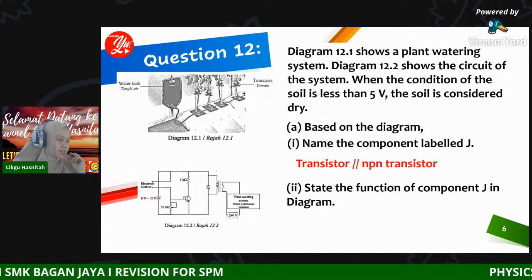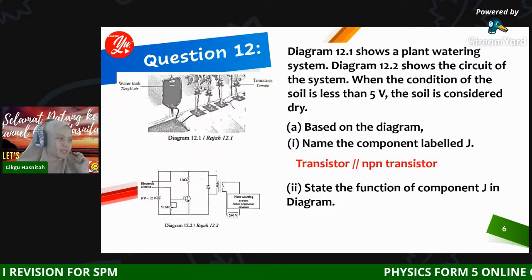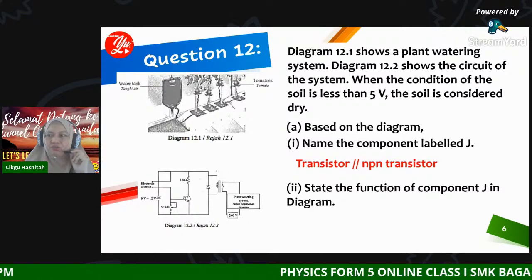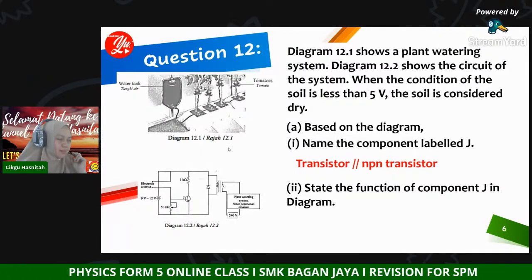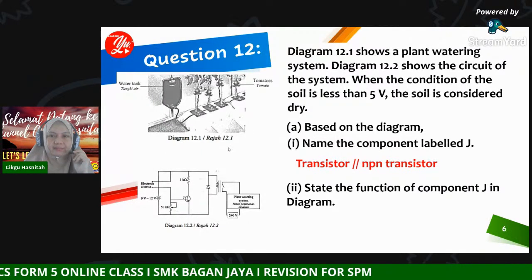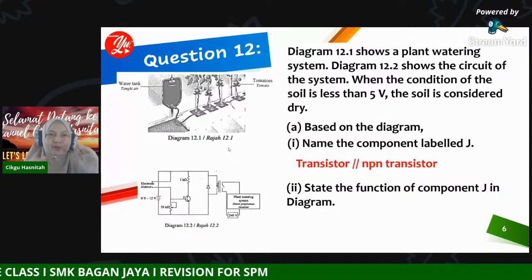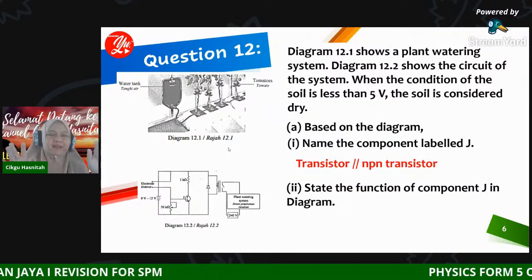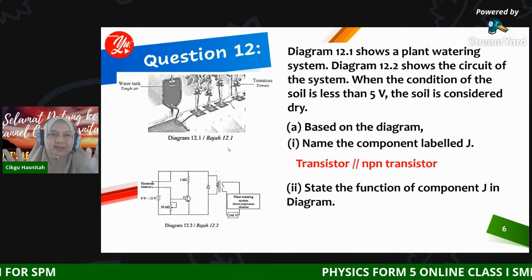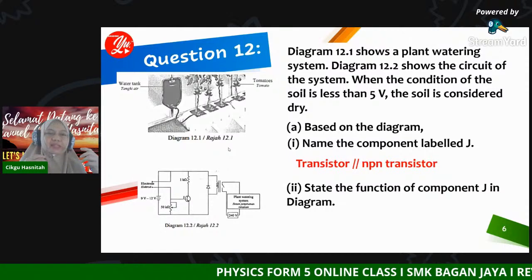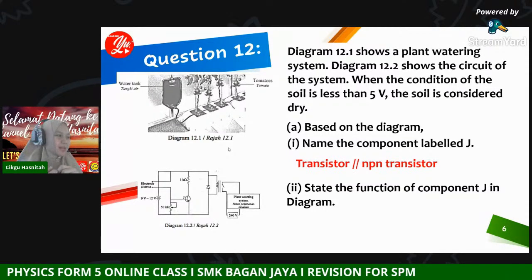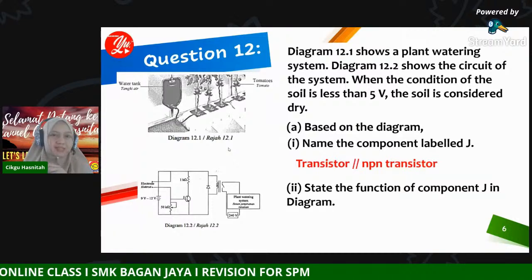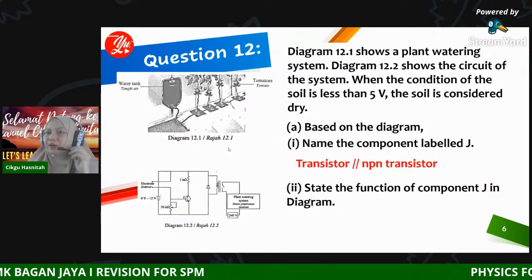I don't see any answer yet. Can you share your answer? What is this transistor used for? Kita guna transistor ini untuk apa? It is used as... Just now I give you the clue. This is an automatic plant watering system. Okay, this is an automatic plant watering system. So remember, transistor acts as what? Transistor ni guna untuk apa?